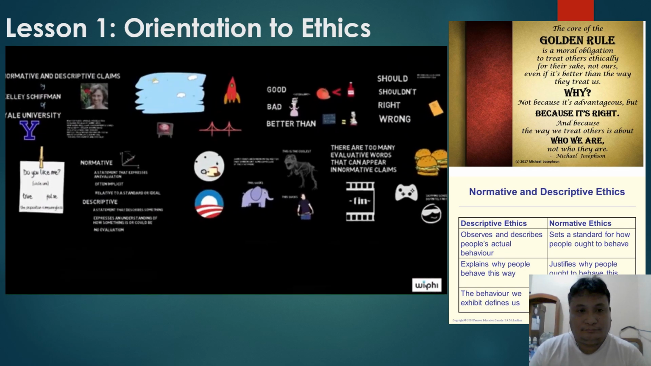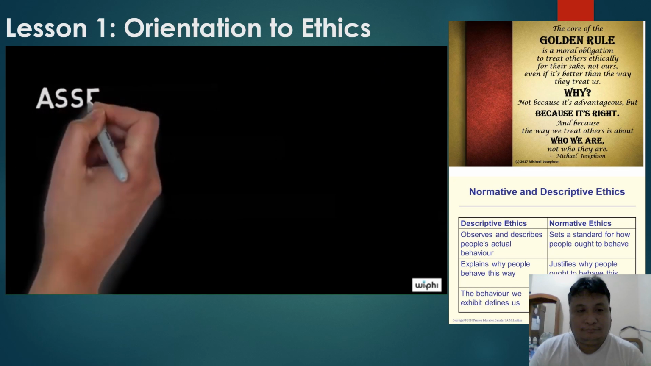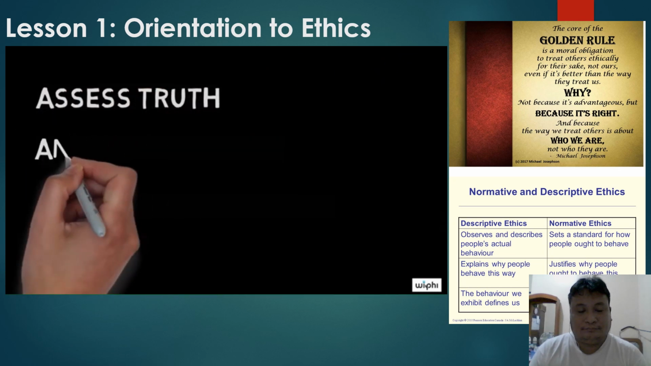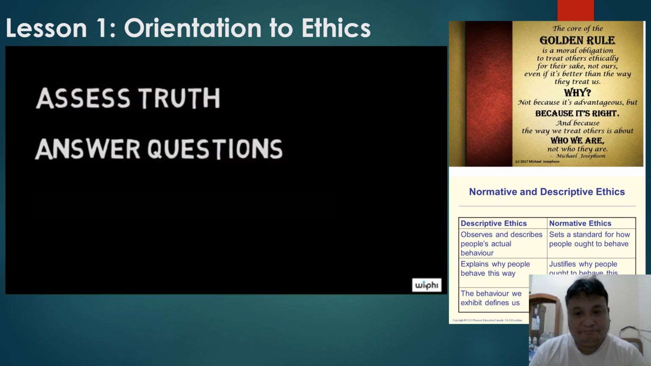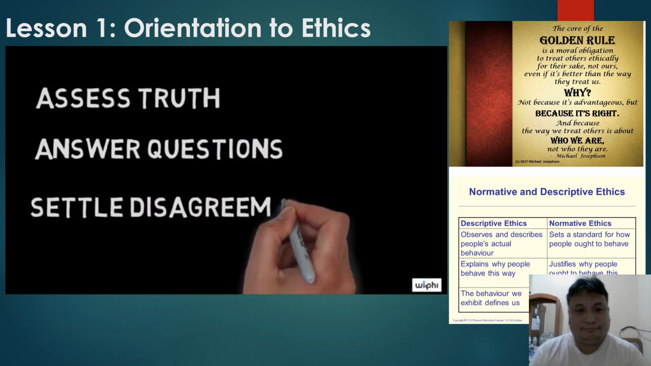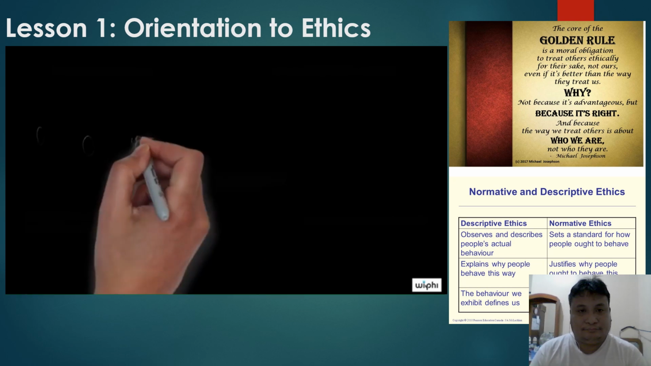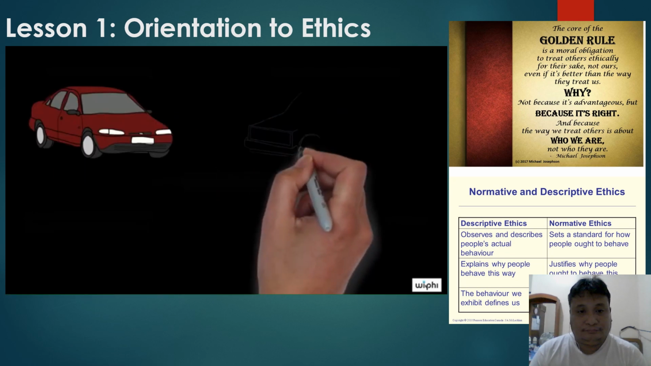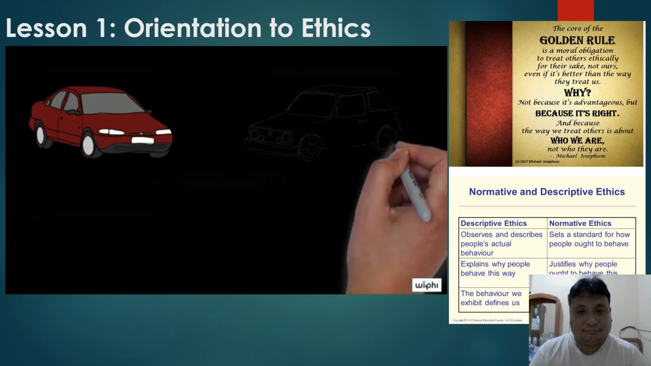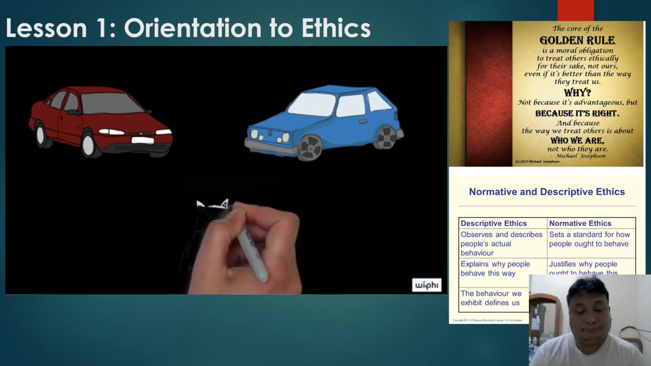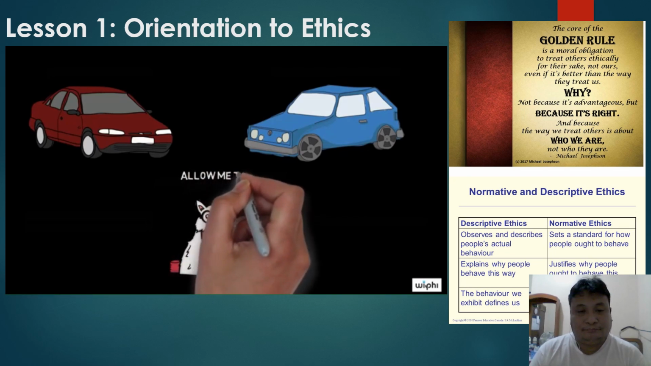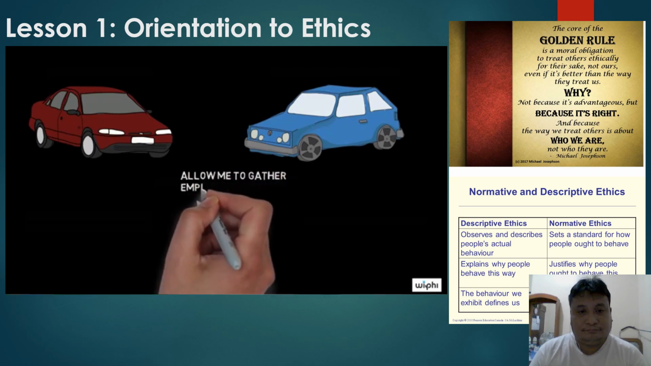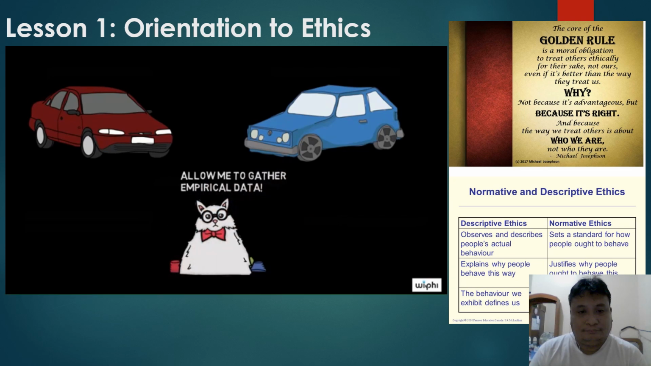Now, once we figure out whether a claim is normative or descriptive, that helps us to assess its truth, answer certain questions, settle certain disagreements. Consider a case in which you think our neighbor's car is red, and I think it's not. I think it's blue. Here we're disagreeing about a descriptive claim. So all we need to do to settle the disagreement is to figure out whether that descriptive claim is true or not. We need to figure out how the world is.